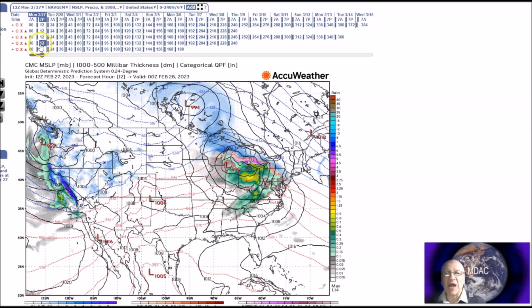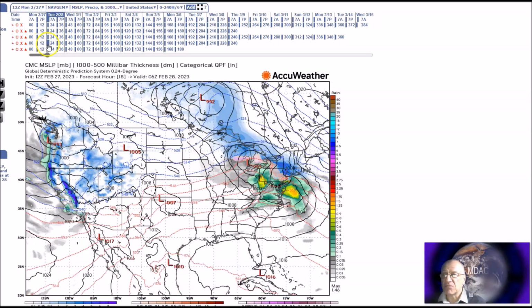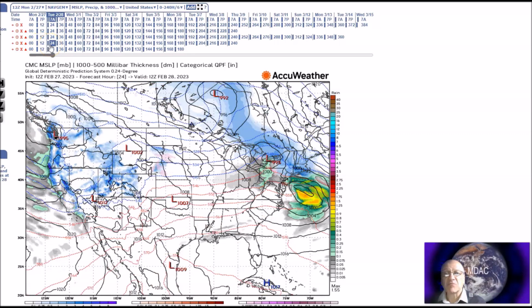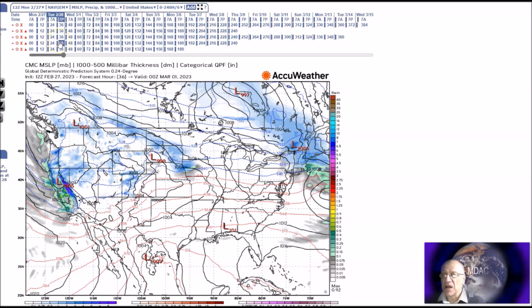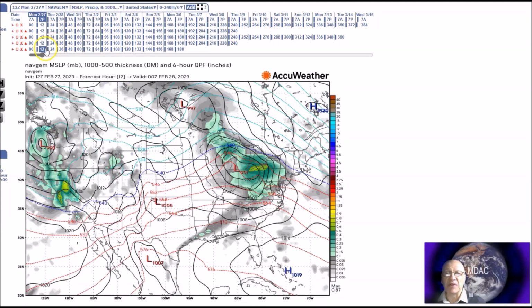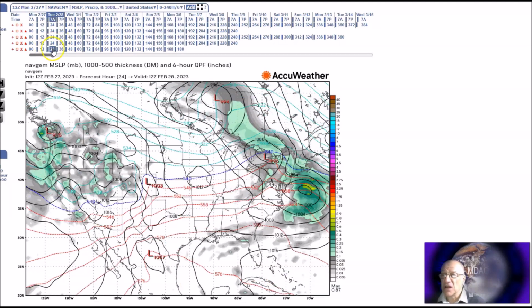And then we'll look at the Canadian. Still has it snowing, maybe just quite to the borderline, keeping northern New Jersey and points northern Pennsylvania as snow, and it doesn't really turn to rain. Now we'll look at the NAVGEM, and the freezing line again is to the north. So the models are displaying a lot of different things.